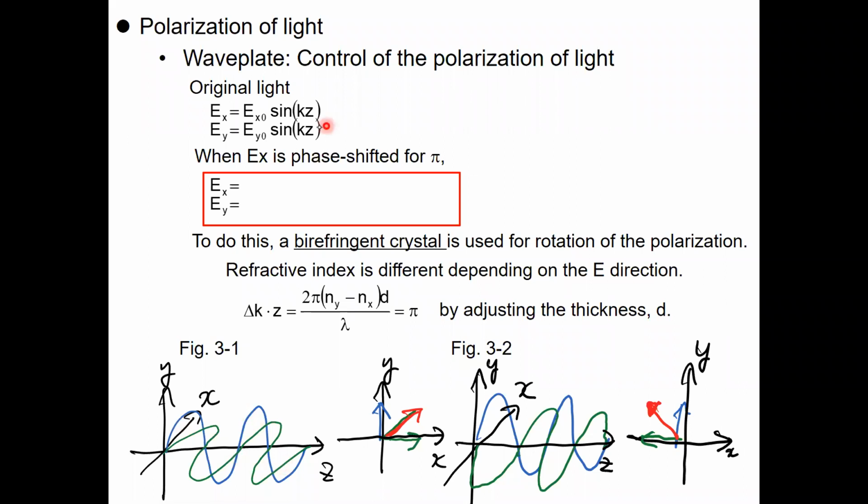This is the electric field oscillation in the Y direction. By combining these two electric fields, you can see in the XY plane that the final electric field is in this direction. The synthesis of the X direction and Y direction gives this red direction of oscillation of the electric field.